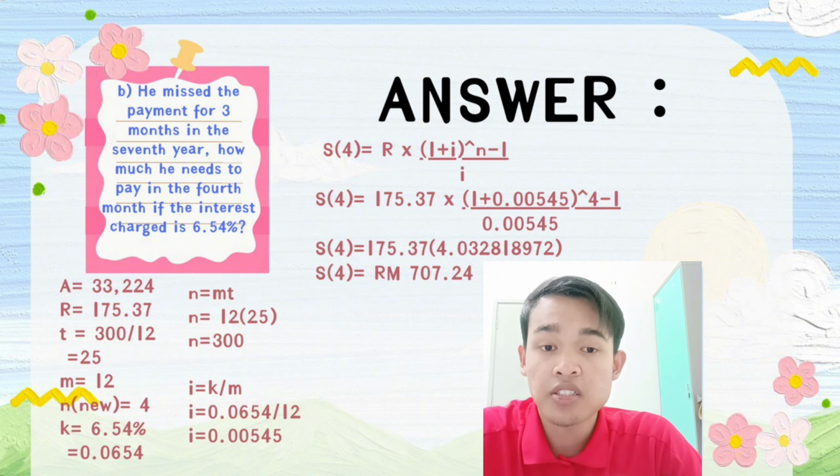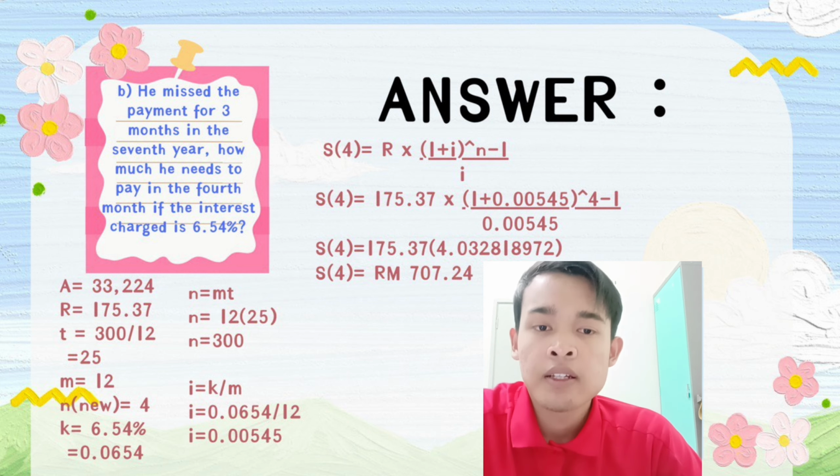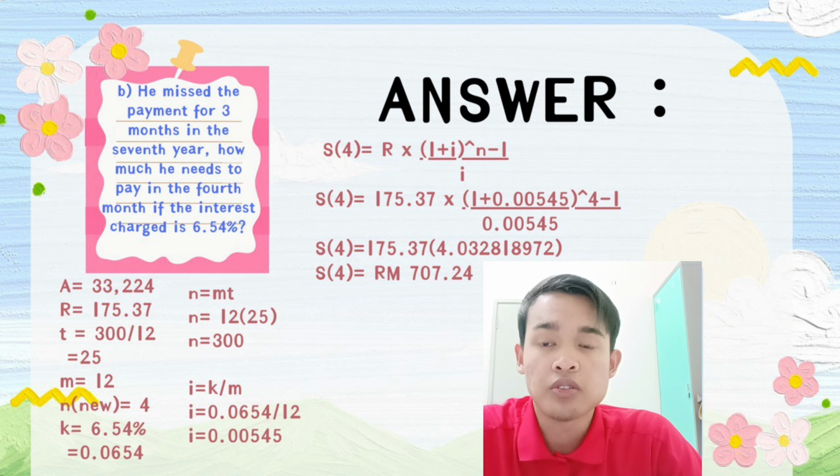This time, this N is actually refer to the interest period. Based on the formula, N will be equal to M multiplied with T. M equal to 12 and T equal to 25. Then we will multiply it. We will get our final answer, N equals to 300. Next step, we will find the amount or value for the I. I equal to K divided with M. So the value of K is 0.0654 will be divided with the value of M, which means 12. Then we will get our final answer, 0.00545.